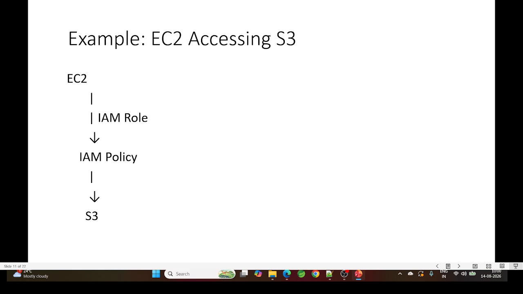Let us take a real-time example. Suppose we have a Spring Boot application running on EC2. The application needs to upload files to an S3 bucket. We can create an IAM role with the required S3 permissions and attach the role to the EC2 instance. The application can then access S3 through the role without storing long-term AWS credentials inside the application.